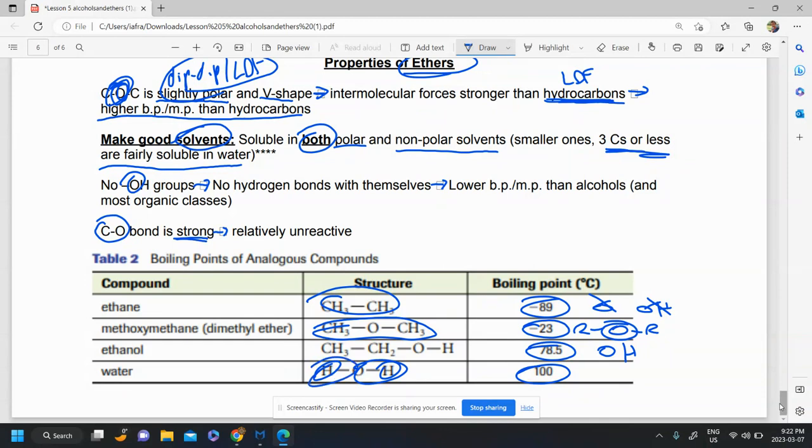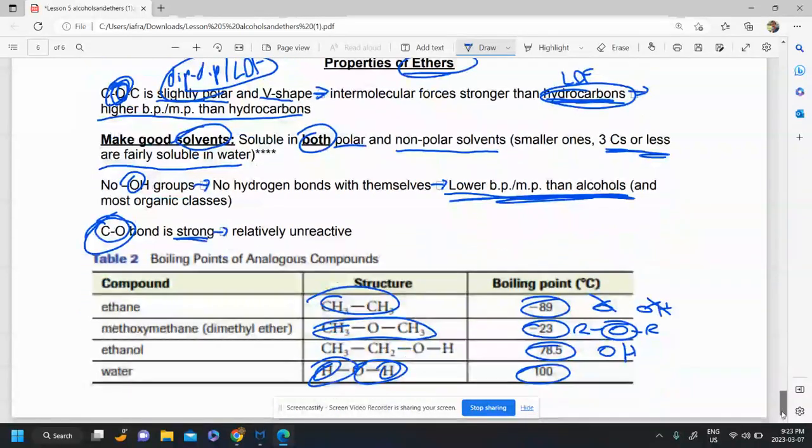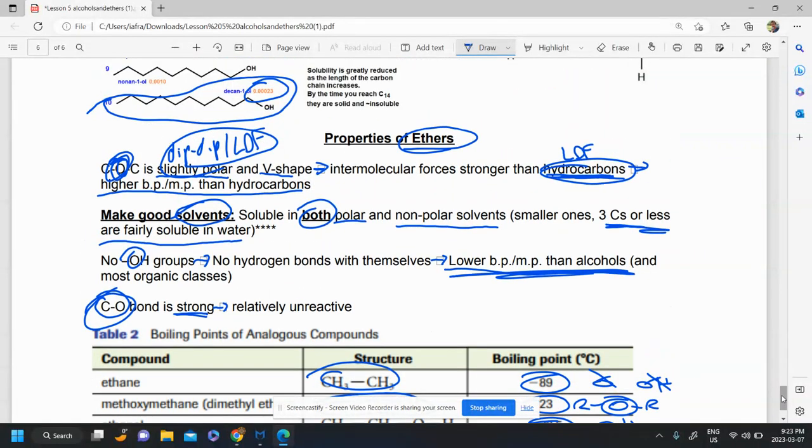So ethers, again, because of their CO, are slightly polar. And so they do have higher boiling points than hydrocarbons, but that's pretty much all they're higher than. We'll see other exceptions later. And because they don't have any OH groups, they can't do hydrogen bonding. So again, their boiling points are lower than alcohols. That strong CO bond makes them relatively unreactive. They don't react with much. They can react, but not with much. And again, ethers are often used as solvents because they can dissolve both polar and nonpolar stuff. Yes, they have a slightly polar area, but they also have a lot of nonpolar areas too. So you can see them dissolve a lot of nonpolar things generally.